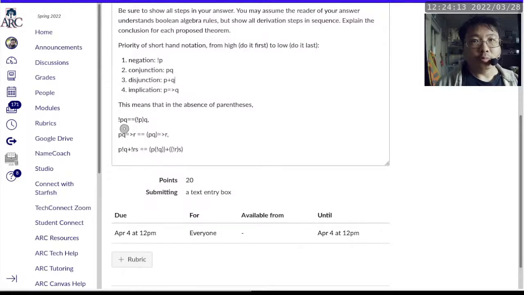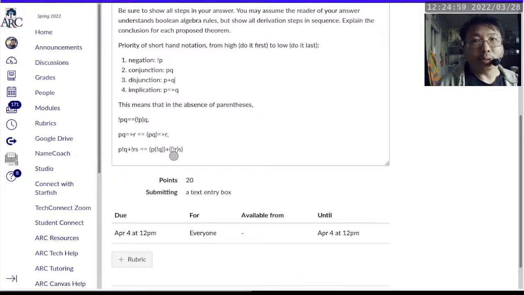Just to make things clearer, not P and Q is really the same thing as negating P first, and then Q. So the Q is not negated; it is not a part of the negation. And then P and Q implies R is the same thing as (P and Q) implies R, the whole thing implies R. And then P and not Q or not R and S is the same thing as P and not Q, then take the entire conjunction and OR that with the conjunction between not R and S.